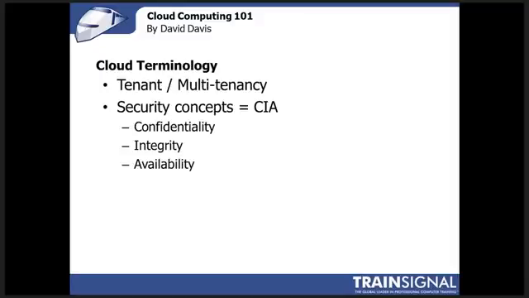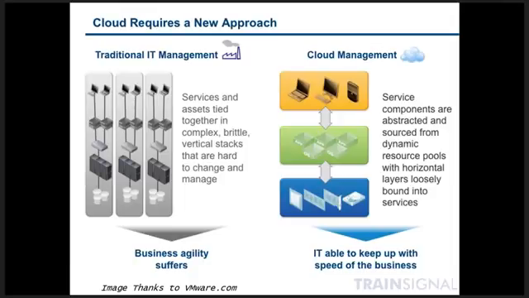So that's some terminology. Now let's talk about how cloud requires a new approach. Traditionally in IT management, you've got these different silos. Services and assets are tied together in this complex, brittle, vertical stack that's hard to change and manage. For example, in my previous company, when we brought in new major applications, say a CRM system, a customer relationship management system, a big application that's going to provide thousands of users access to manage our customers, what do we do when we need the resources or the computing power?